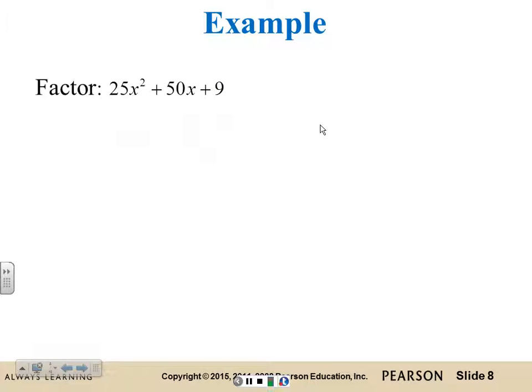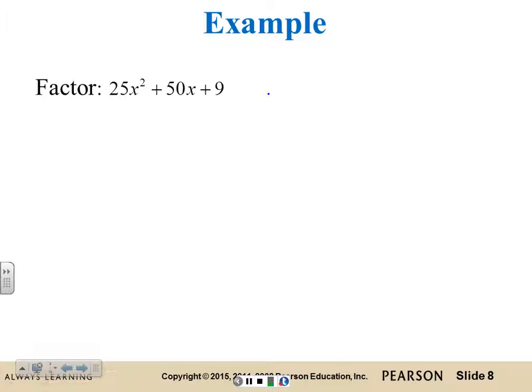Alright, let's try this one. We have a trinomial, and I can take the square root of 25x squared and get 5x, and I can take the square root of 9 and get 3, and I'm going to match that first sign. So let's multiply these two together. 5x times 3 is going to be 15, and then double it, I'm going to get 30. So I do not get that middle term. So I cannot factor this using that pattern.